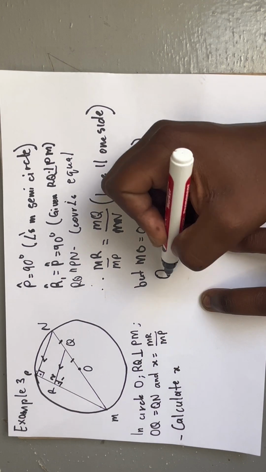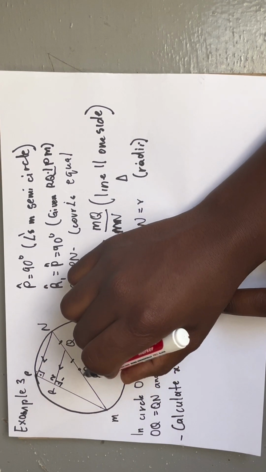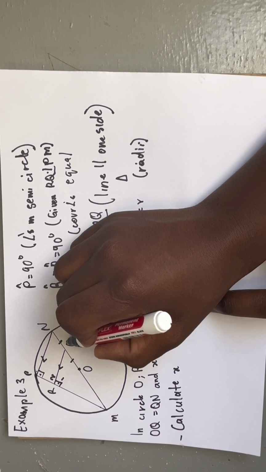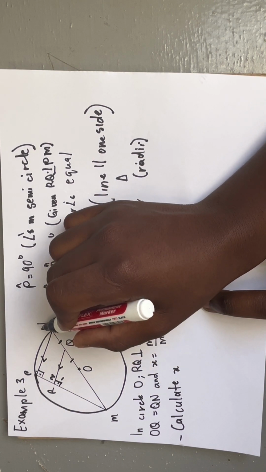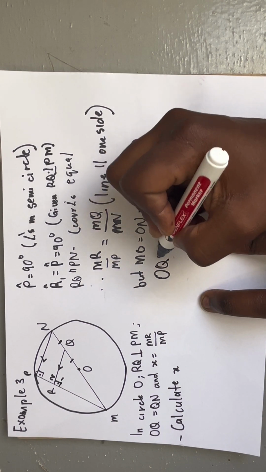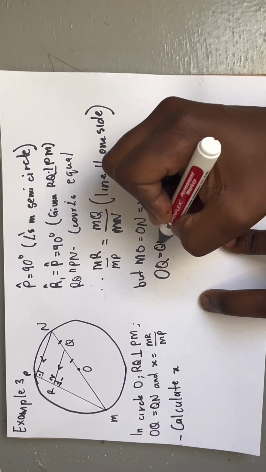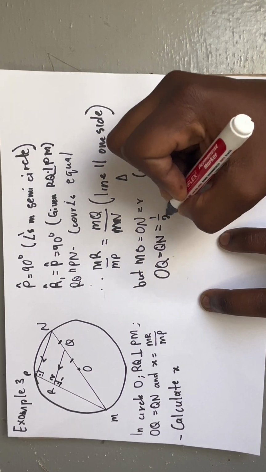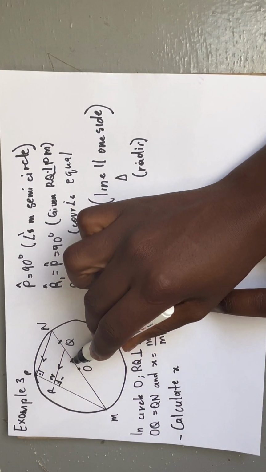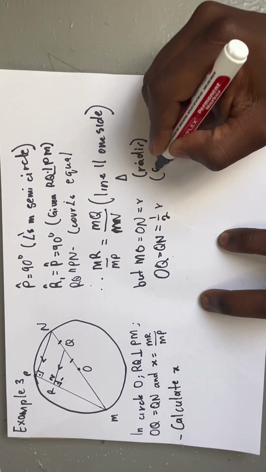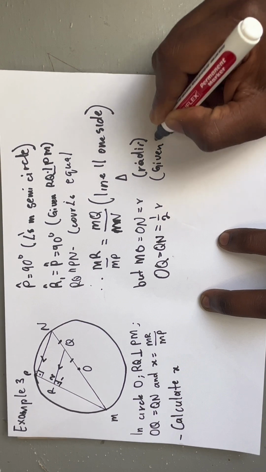Now if you go to your OQ, remember it was given that your OQ is equal to your QN. So your OQ is going to be equal to your QN, which means they are going to be half a radius, because we were given that this side is equal to this side.